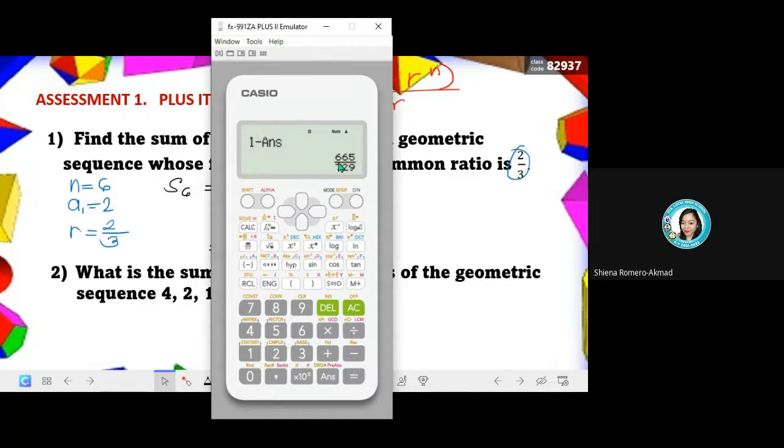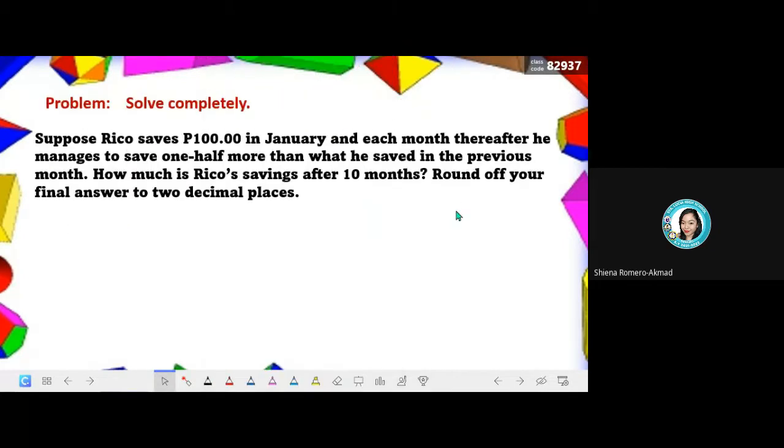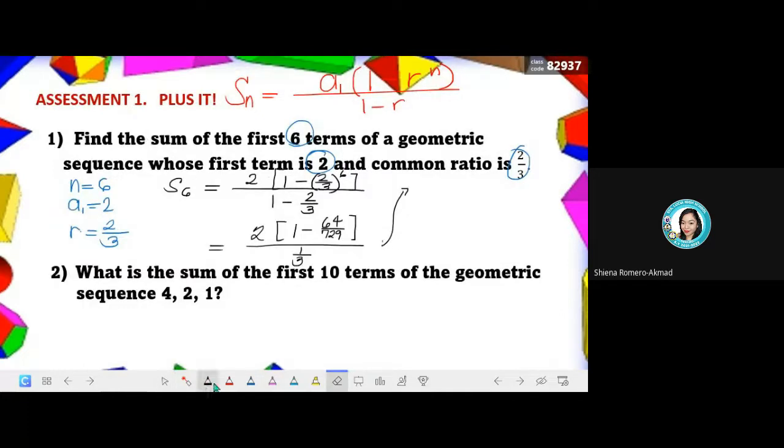So, we'll get 665/729. What was it again? 665? Oh, correct. 665. So we have 2 times 665/729, divided by 1/3. Oh, let's multiply this. Can it be multiplied? Yes, multiply that.